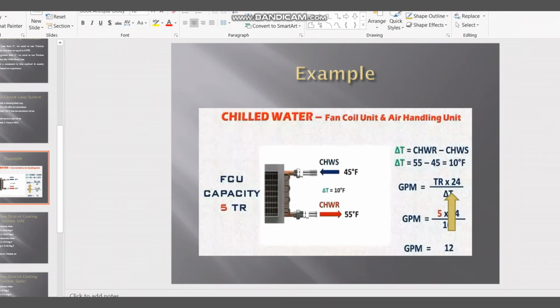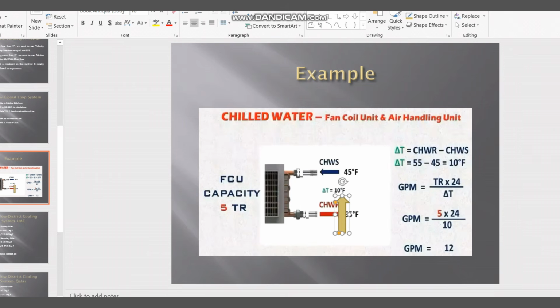So this delta T, for example, if you see the FCU, the fan coil unit, this is the supply line which is going with 45 degree Fahrenheit inside the FCU, and which is coming out with 55 degree Fahrenheit. So the delta T, the temperature difference between the incoming and outgoing, is 10 degree Fahrenheit. But like you see in many videos, this 10 degree Fahrenheit is not fixed. It is disturbed by lots of factors.